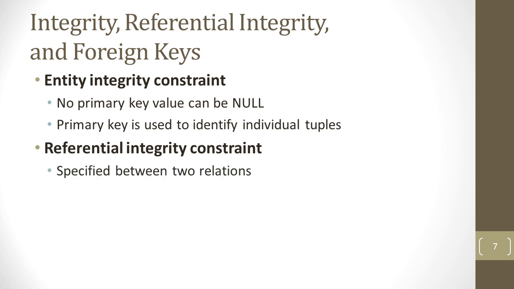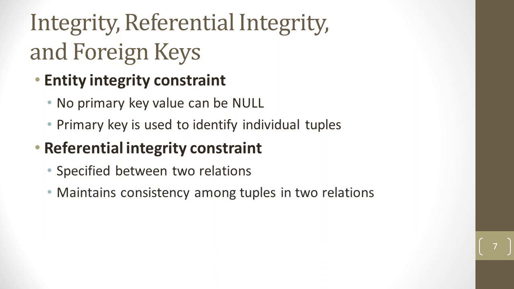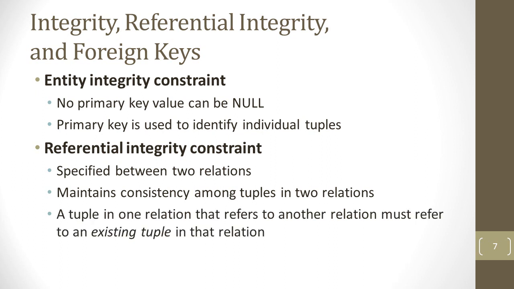A referential integrity constraint, on the other hand, is specified between two relations. This is maintaining consistency among tuples in two relations. A tuple in one relation that refers to another relation must refer to an existing tuple in that relation. To say that in more simple terms, if you have a relation such as student and you have a relationship to another table that's major, if you're storing a value in the student table, that tuple has to exist in the major table.